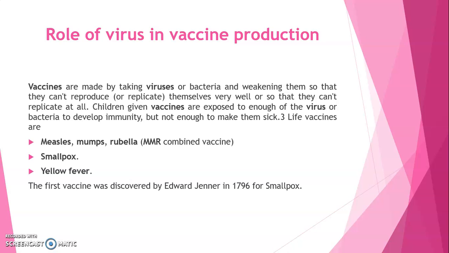The vaccine was first discovered by Edward Jenner in 1796 for smallpox. Okay. Then later some bacterial vaccines were there. The bacterial vaccines were created by Louis Pasteur in 1880. But here you have to firstly study about the role of viral vaccine. Okay.